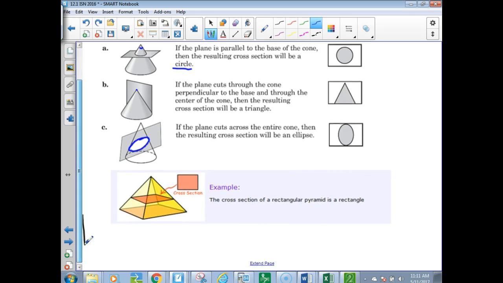If you take a pyramid and you cut it, you're going to get a cross section that's a rectangle if the base is a rectangle. If it's not a rectangular base and it's a square base, then you're going to get a square. If it was a pentagon on the bottom, every cross section that went horizontal would be another pentagon, getting smaller as they go up.